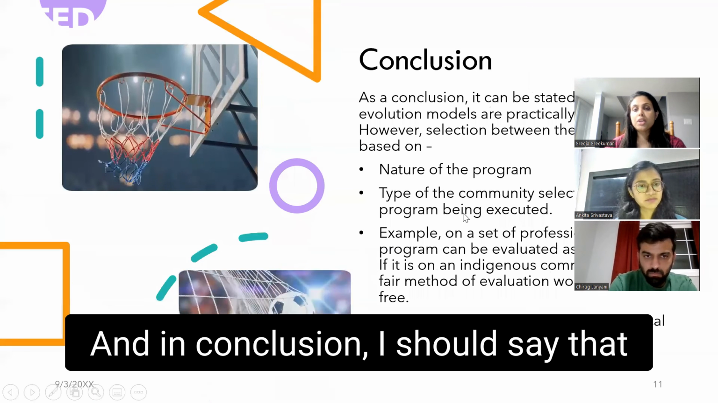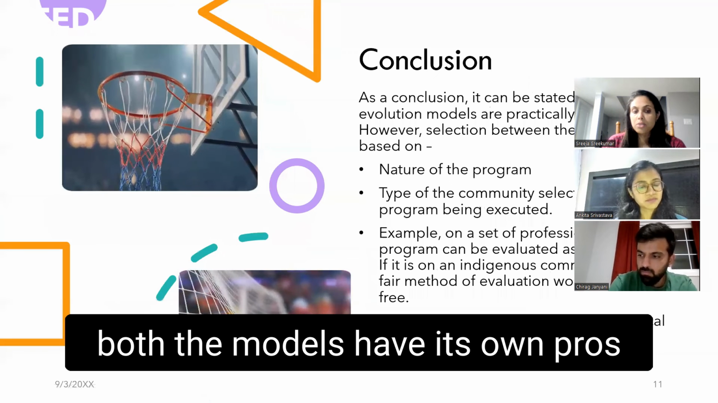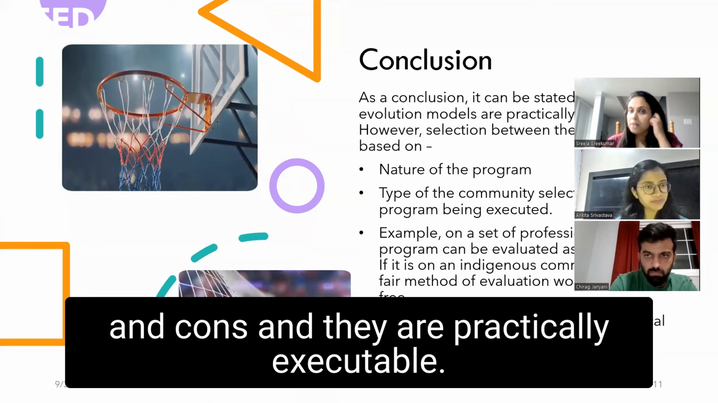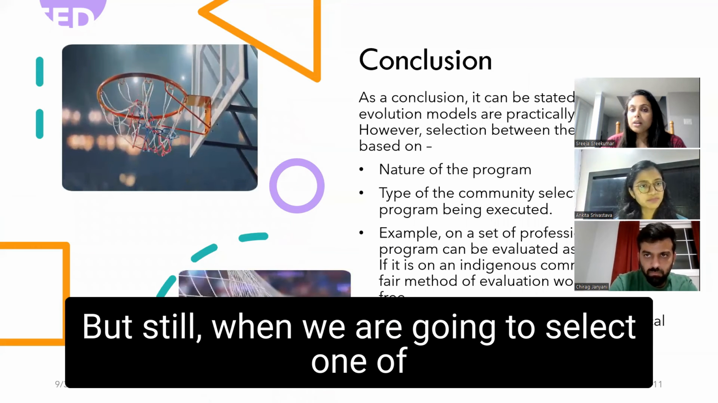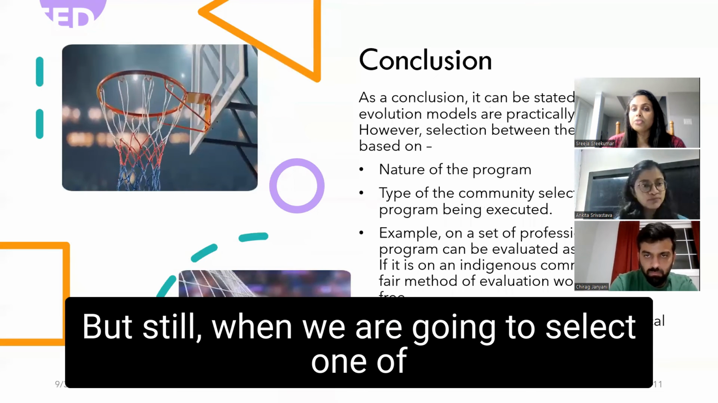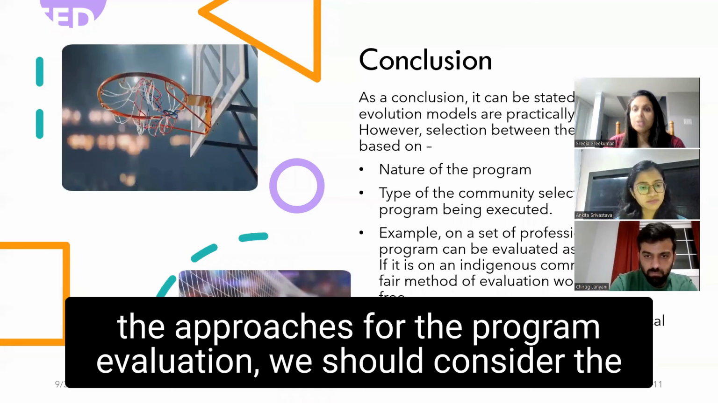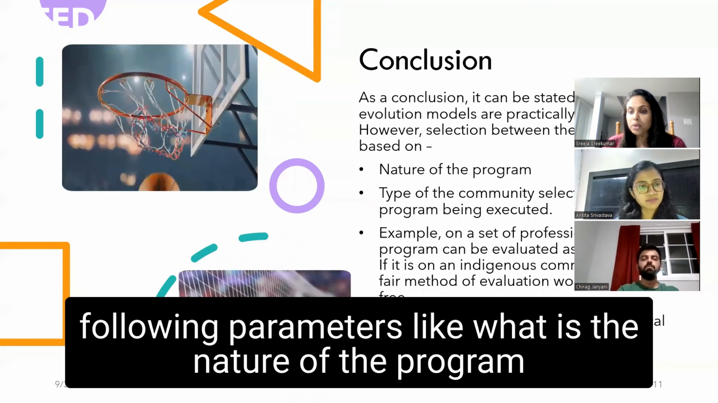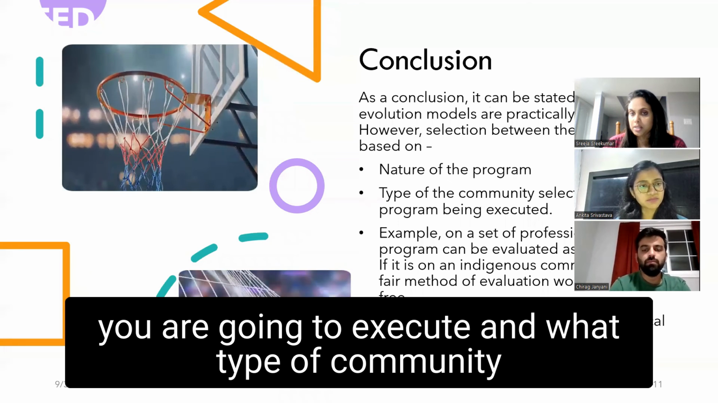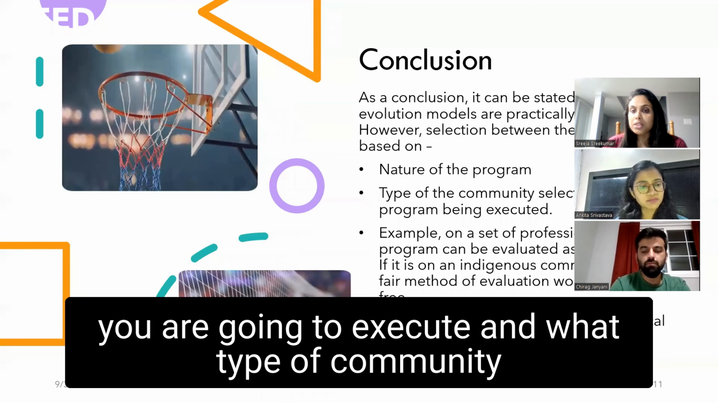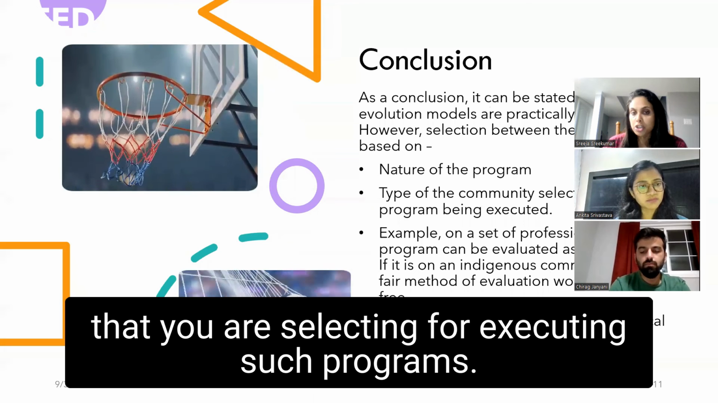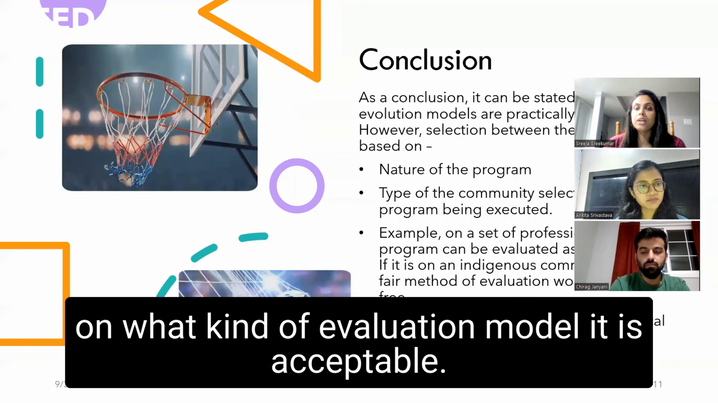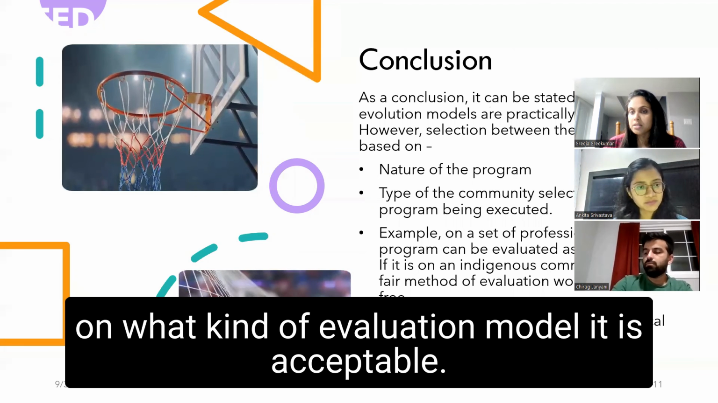And in conclusion, I should say that both the models have their own pros and cons, and they are practically executable. But still, when we are going to select one of the approaches for program evaluation, we should consider the following parameters: what is the nature of the program you are going to execute, and what type of community you are selecting for executing such programs. Based on these two criteria, we can easily select which kind of evaluation model is acceptable.